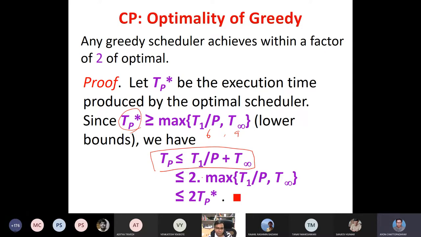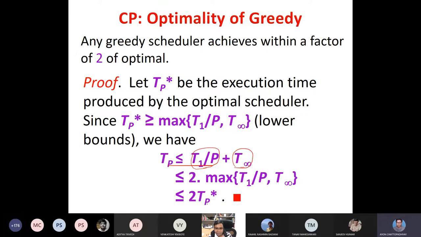So in this case, what are we doing? In both the cases, we are putting the value for T1 by P and T infinite. For both the cases, we are putting max of T1 by P and T infinite. And we are saying TP is less than or equal to 2 times max of T1 by P and T infinite.